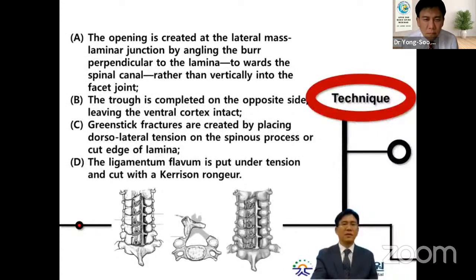perpendicular to the lamina rather than vertically into the facet joint. The trough is completed on the opposite side, leaving the ventral cortex intact. Greenstick fractures are created by placing dorsolateral tension on the spinous process or cut edge of lamina. The ligamentum flavum is put on tension and cut with a capsule knife.